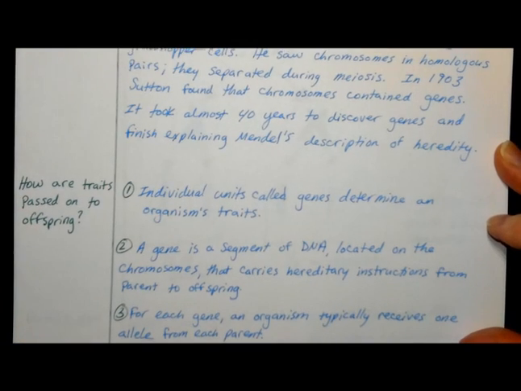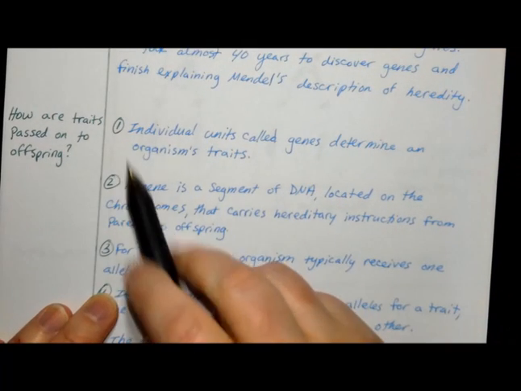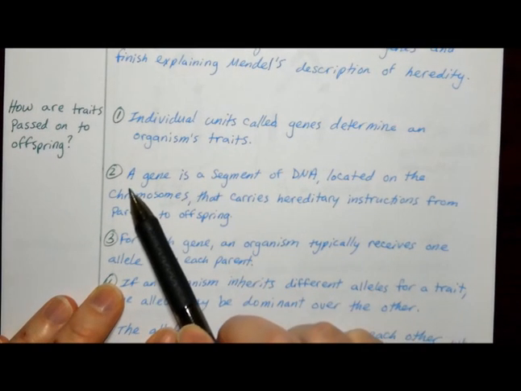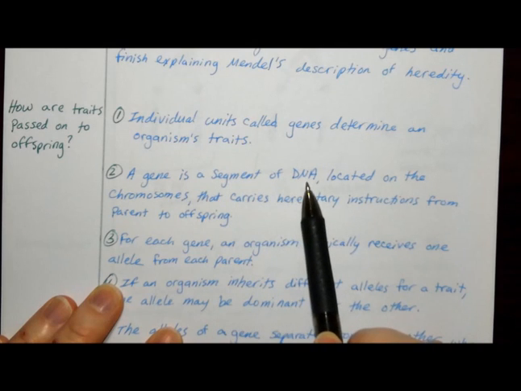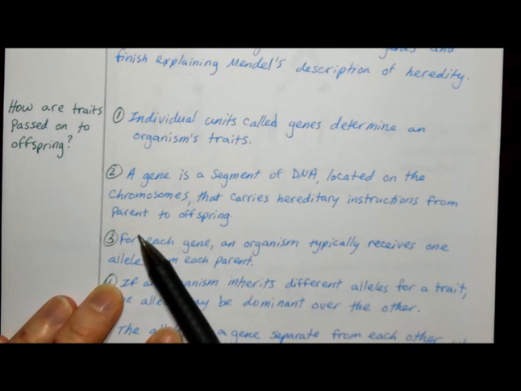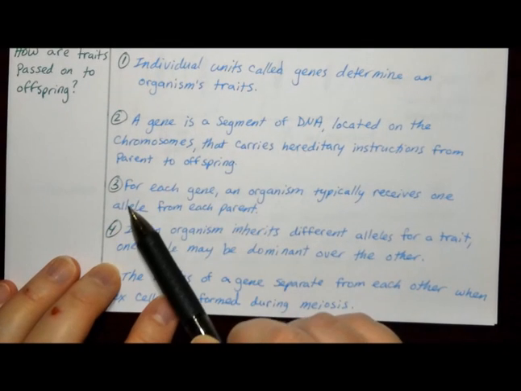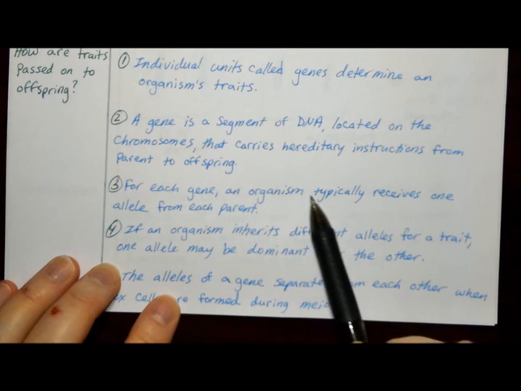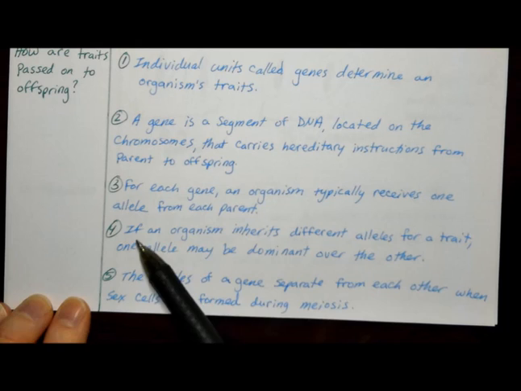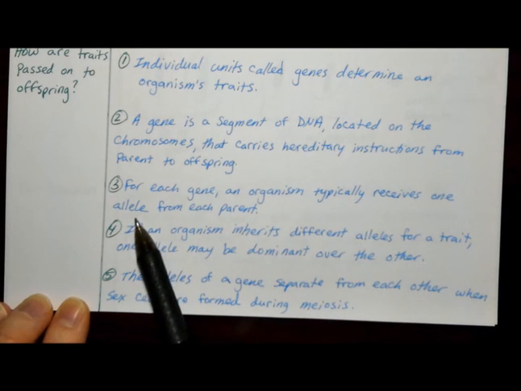How are traits passed on to offspring? Individual units called genes determine an organism's traits. A gene is a segment of DNA located on chromosomes that carries heredity instructions from parent to offspring. For each gene, an organism typically receives one allele from each parent. So like I keep saying, half from mom, half from dad. You need two alleles to make a pair. Every chromosome comes in a pair when you're talking about the completed cell.